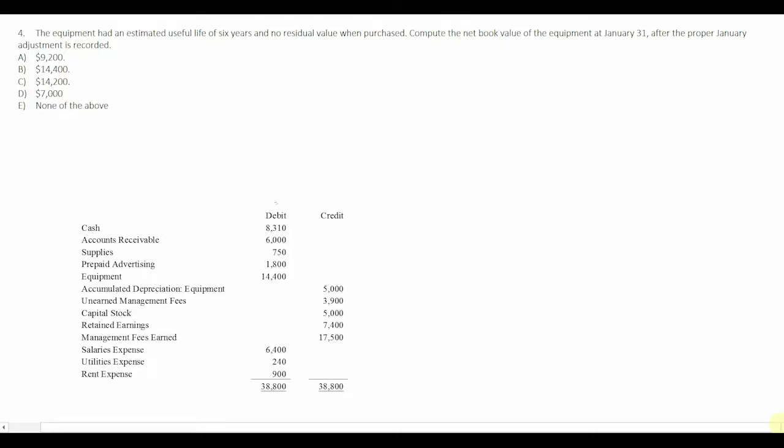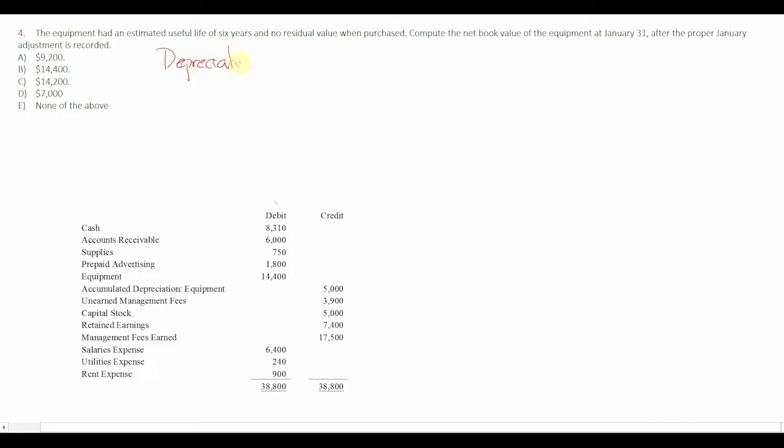Okay, so on to question 4. Question 4 says the equipment had an estimated useful life of 6 years and no residual value when purchased. Compute the book value of the equipment at January 31st after the proper January adjustment is recorded. Now, the adjustment that needs to be made when it comes to equipment is depreciation.